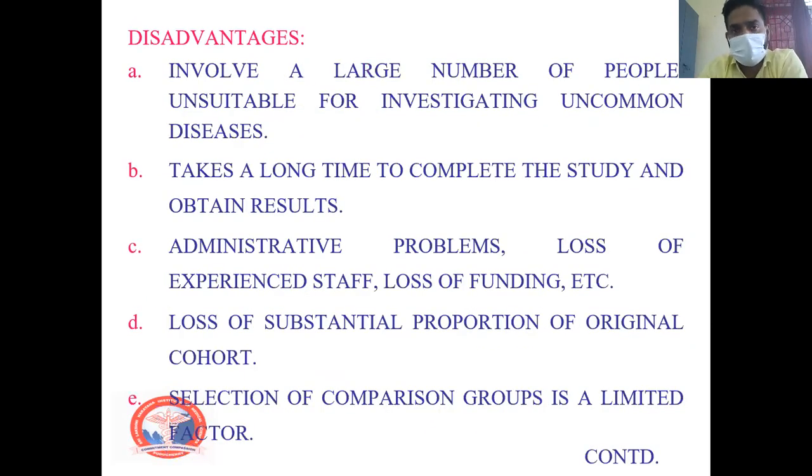And disadvantages: it involves a larger number of people and is unsuitable for investigating uncommon disease. It's very difficult to conduct a study for rare diseases. It takes a long time to complete the study and obtain the results. Since it is a follow-up study, we need to spend more time. Administrative problems, loss of experienced staff, and loss of funding, no funding or minimal funding, is also a problem in cohort study. Loss of a substantial proportion of the original cohort. Selection of comparison group is a limiting factor.